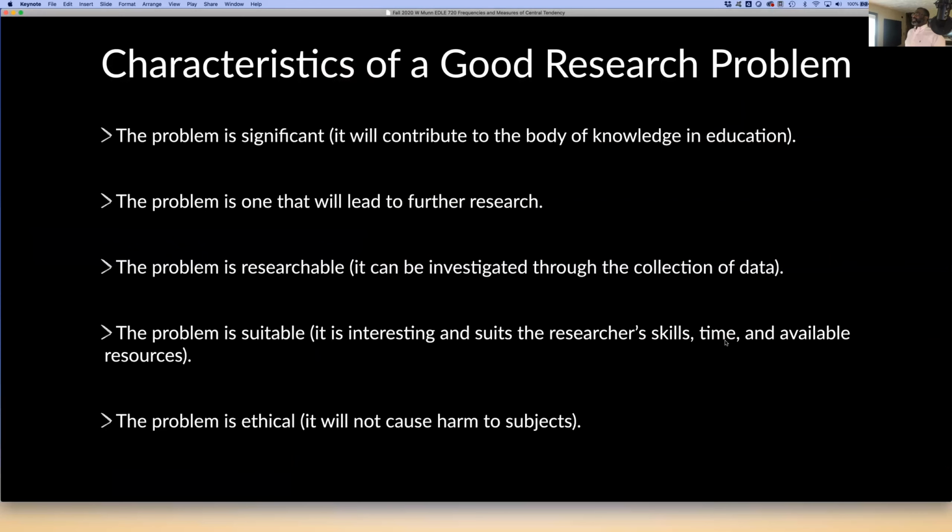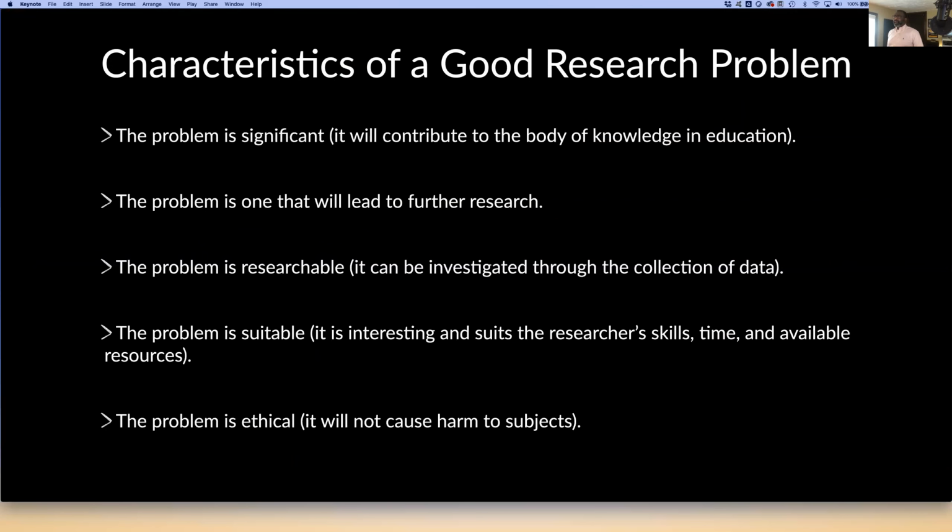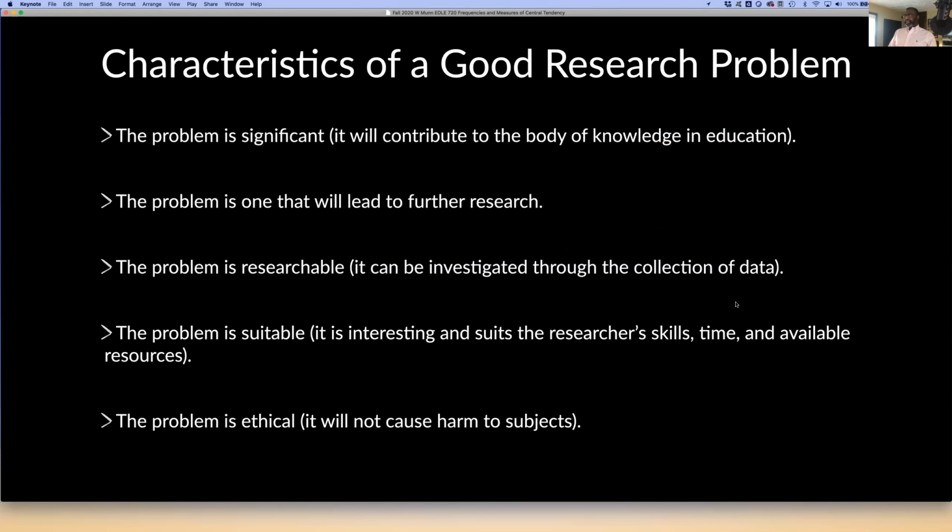All right, characteristics of a good research problem. The problem is significant. It will contribute to the body of knowledge. The problem is one that will lead to further research. Your research topic should be so dope that people are like, man, that was great. Now I wonder about this. I wonder if that's the case, okay? The research is researchable. It can be investigated through the collection of data.